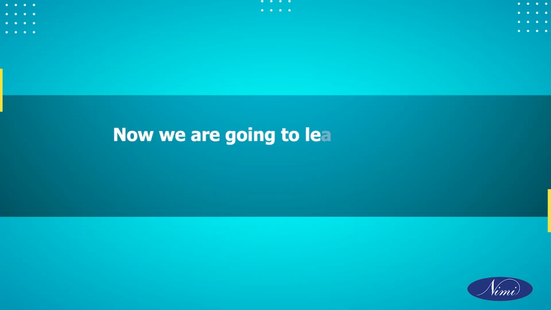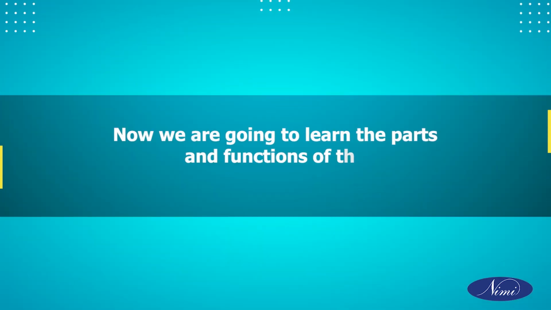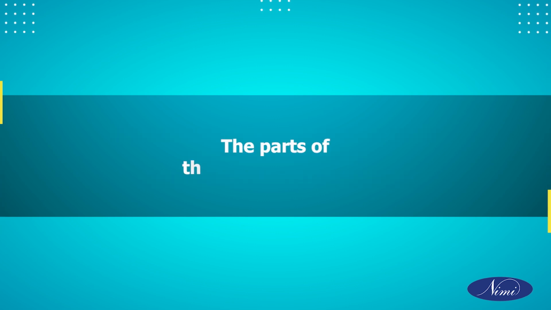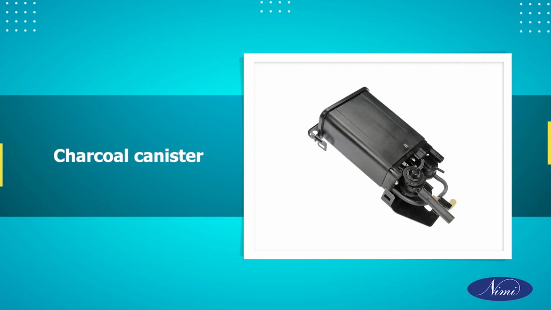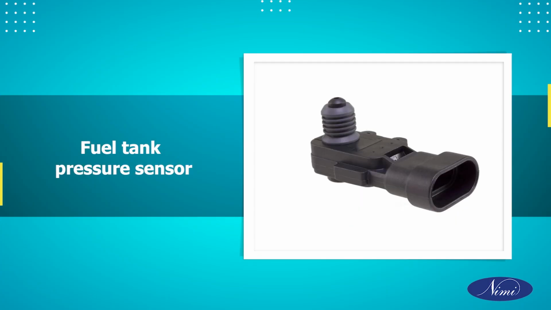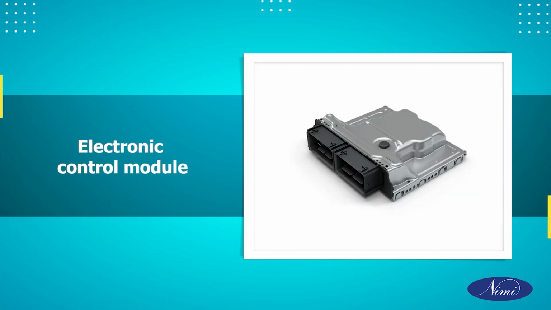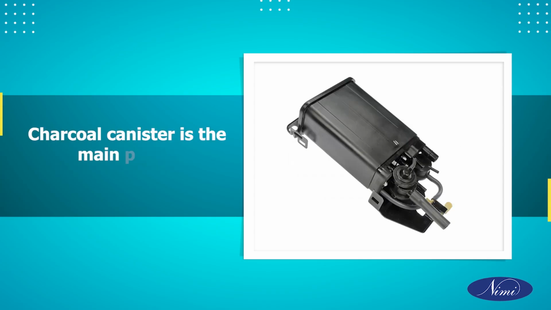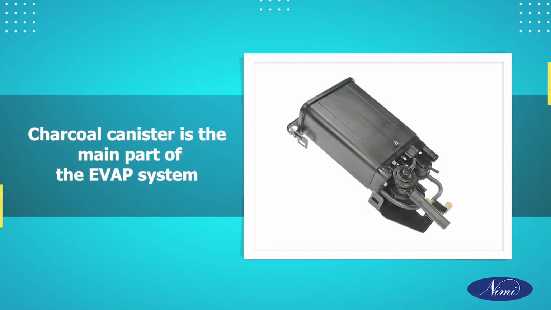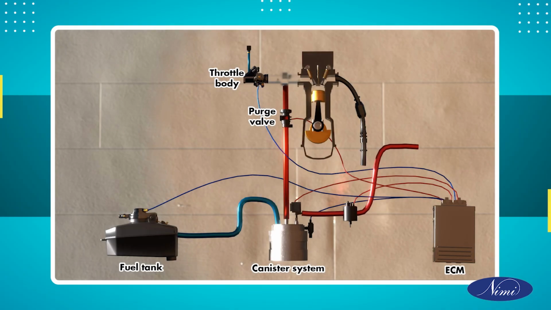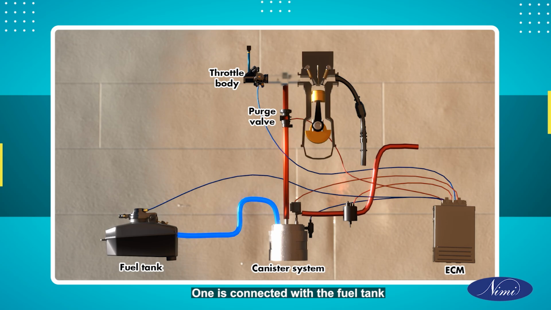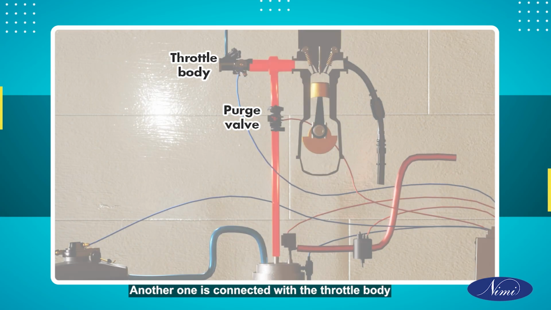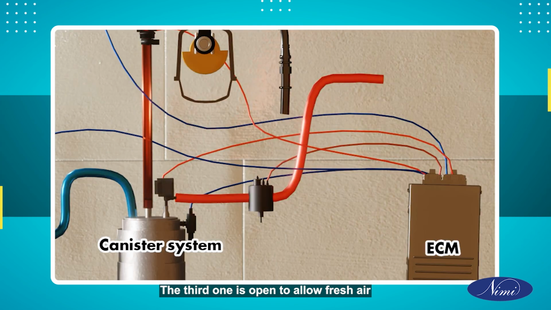Now we are going to learn the parts and functions of the EVAP emission control system. The parts of the EVAP system are charcoal canister, purge valve, fuel tank pressure sensor, and electronic control module. Charcoal canister is the main part of the EVAP system. It has 3 connections. One is connected with the fuel tank. Another one is connected with a throttle body. The third one is open to allow fresh air.